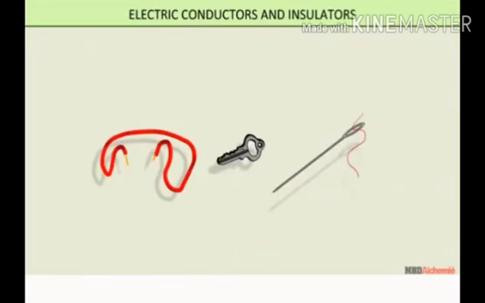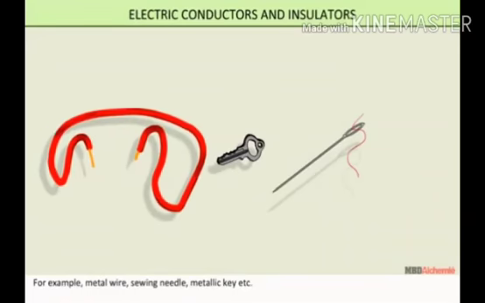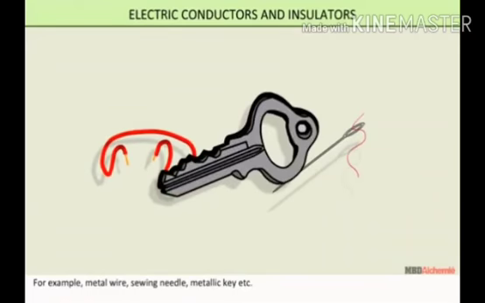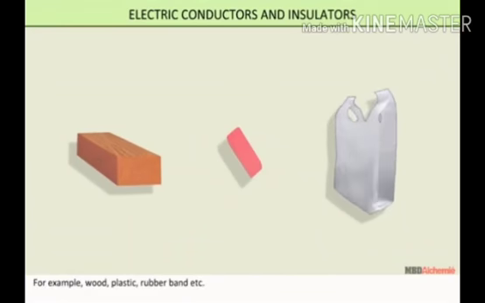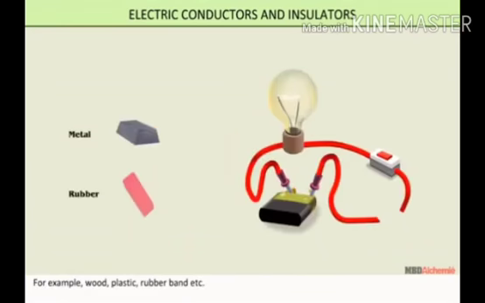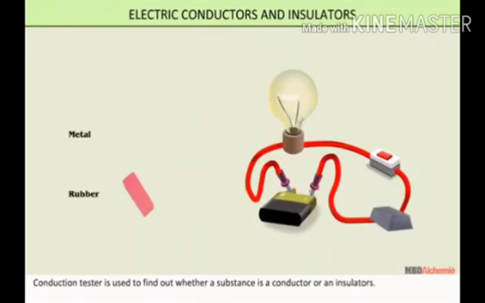Electric conductors and insulators. Electric conductors are those substances which allow electric current to pass through them. For example, metal wire, sewing needle, metallic key, etc. Insulators are those substances which do not allow electric current to pass through them. For example, wood, plastic, rubber band, etc. A conduction tester is used to find whether substances are conductors or insulators.